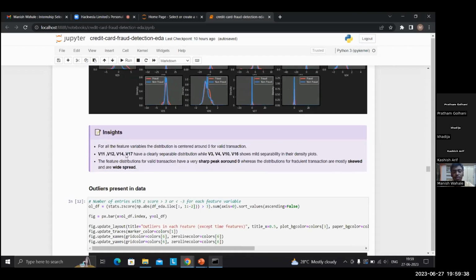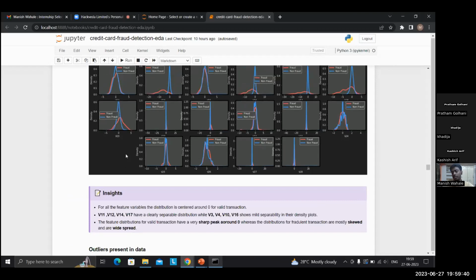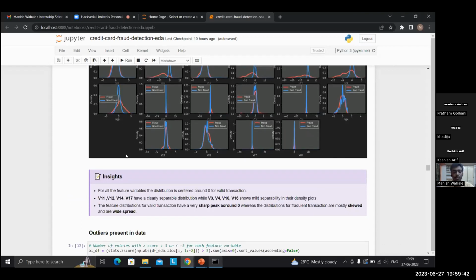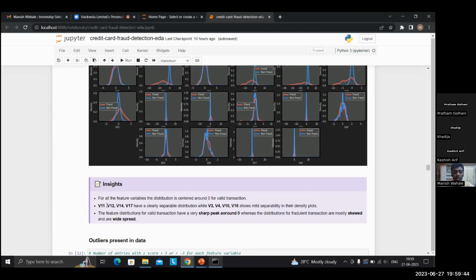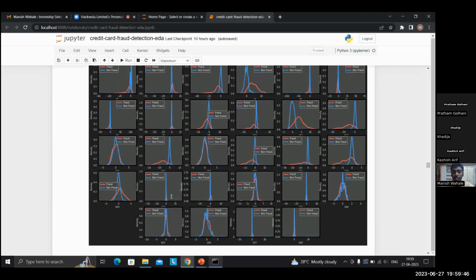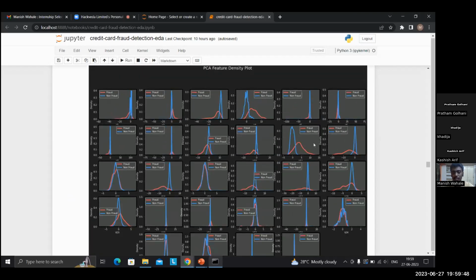But for fraudulent transactions, the case is not the same. So we have here V11, V12, V14, and V17. For V11, V12, we can see here that the peaks are clearly separable. The graphs where the peaks are clearly separable are the most important features for the ML models. So these features are very important for this.